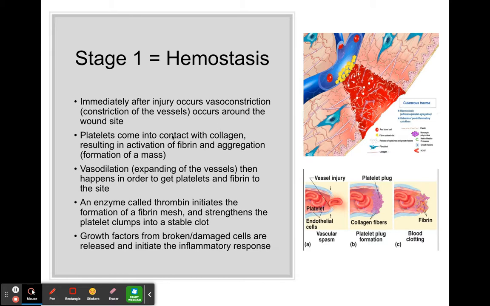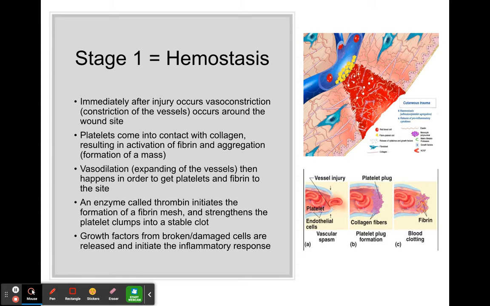The platelets, which are in your blood, come in contact with collagen. Remember that collagen is like a protein network that creates the structure for connective tissue. Once the platelets from your blood come in contact with collagen, it results in the activation of fibrin. What starts to happen is something called aggregation, which is a formation of a mass. In other words, a formation of a scab.